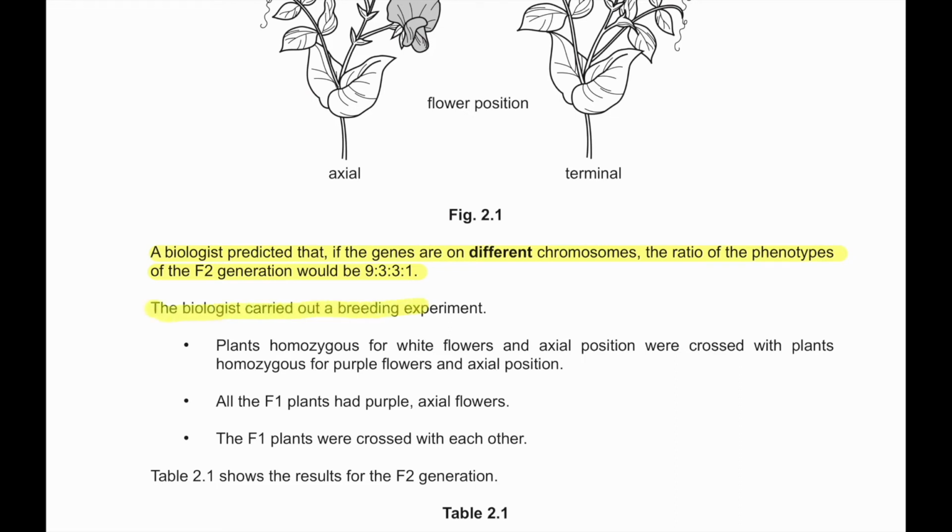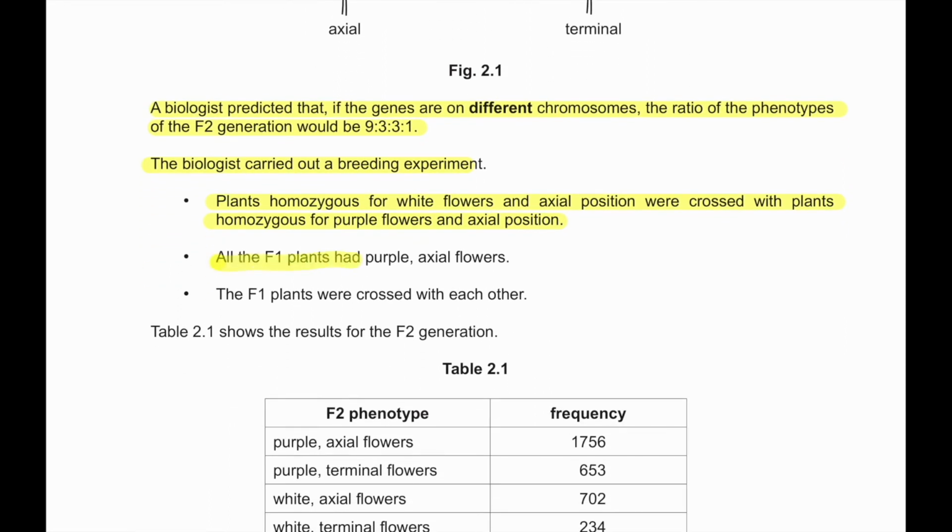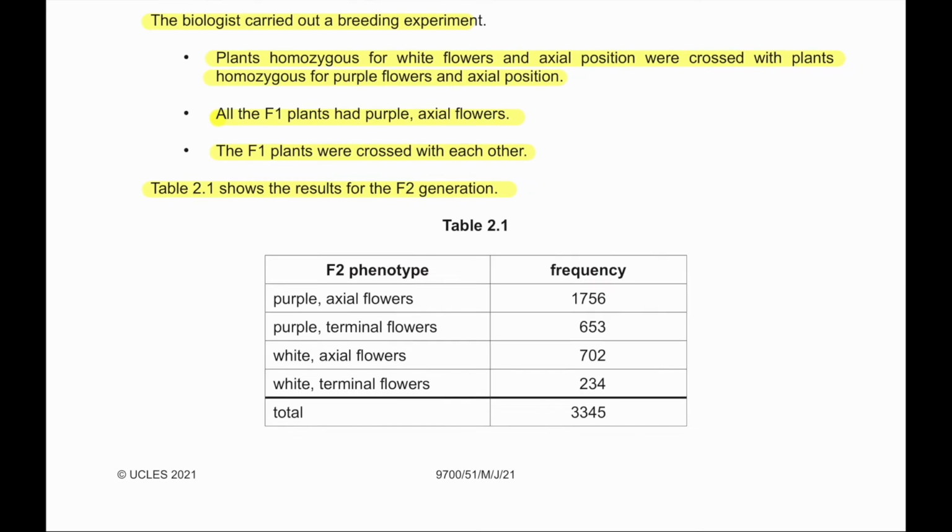The biologist carried out a breeding experiment. Plants homozygous for white flowers and axial positions were crossed with plants homozygous for purple flowers and axial position. All the F1 had purple axial flowers. The F1 were crossed with each other. Table 2.1 shows the results for the F2 generation. So in the F2 generation, we can see purple axial flowers 1756, purple terminal flowers 653, and so on.